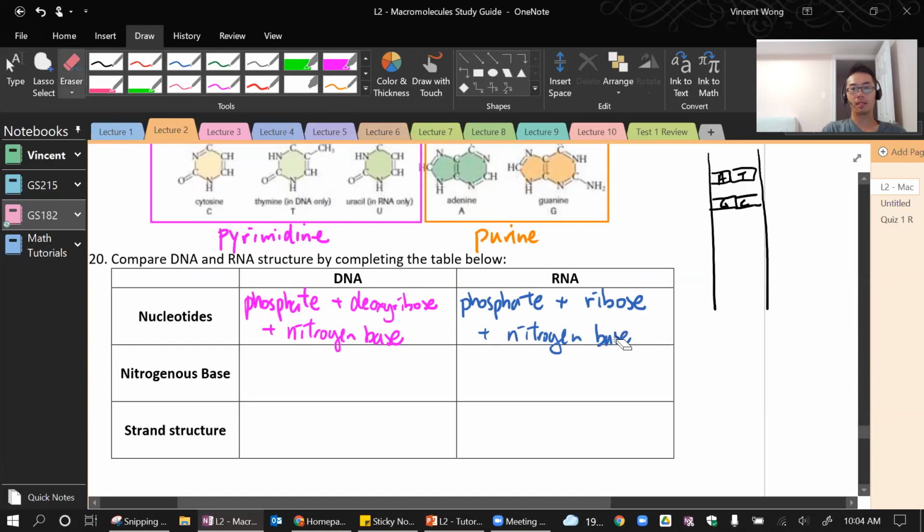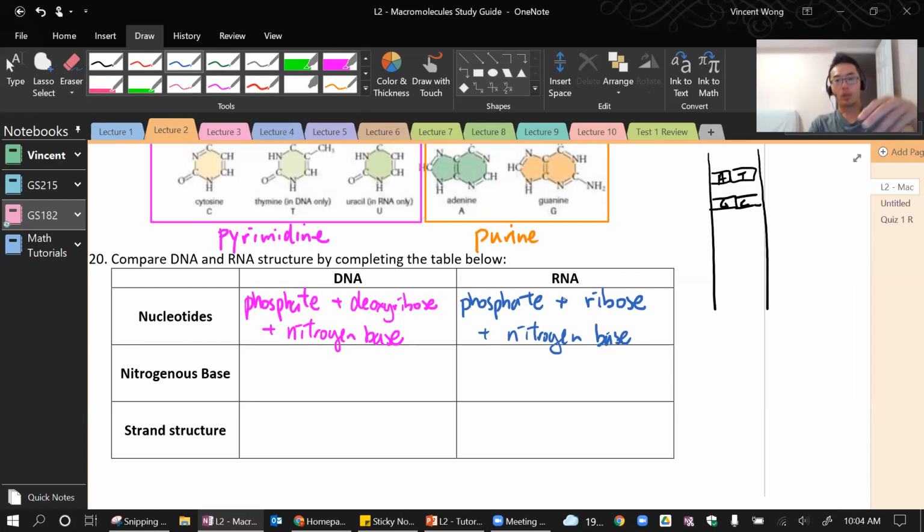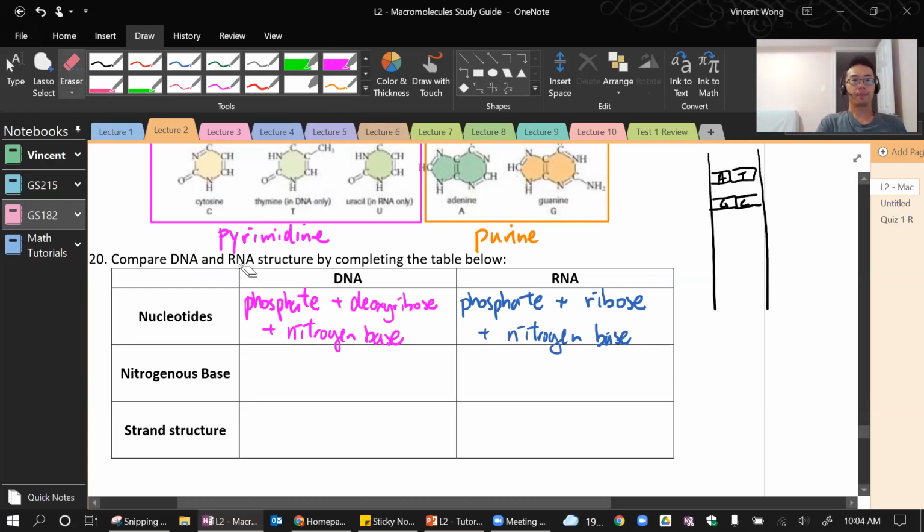I don't know if you noticed, but anything that ends with OSE is like a sugar, right? Think about glucose, fructose, galactose, they all end with OSE. And now we have a ribose, okay? What kind of nitrogen base do you have for DNA? We have the A, adenine, thymine, cytosine, and guanine. But for the RNA, instead of having the thymine, we will have the uracil instead. Everything else is the same, so no thymine.